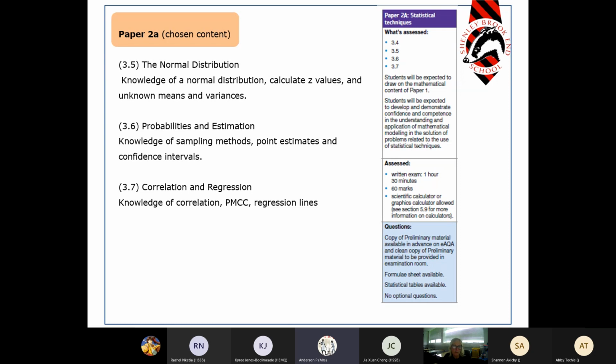And correlation and regression: are two events related to one another? We look at whether they're strongly correlated or not. We can use the PMCC to give a measure of the strength of the correlation, and just like you would have done previously at GCSE, you can use your regression lines to make predictions. Okay, so that's Paper 2. That's another written exam, an hour and a half, also 60 minutes. You will have your calculator, and you will also get statistical tables for that, which will allow you to complete the normal distribution element of it.